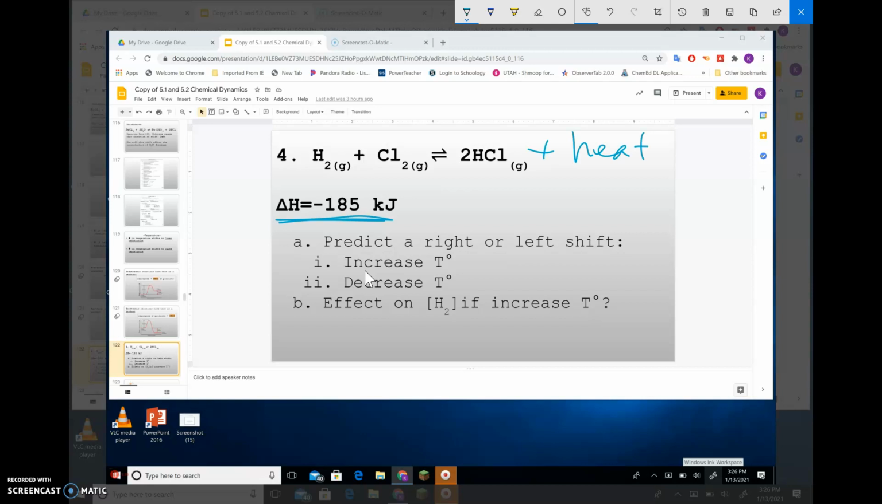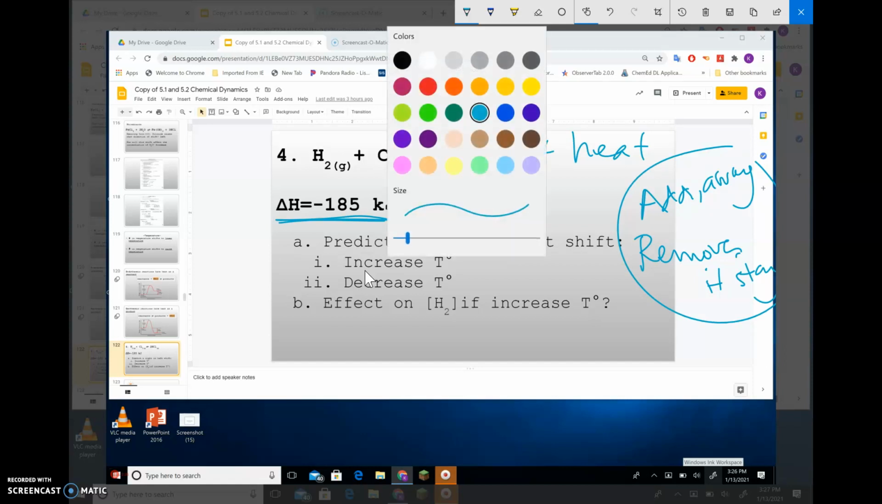I like to do this because temperature is just like concentration. If we add temperature, it's going to go away. So if I add temperature right here, because it's on the product side, it's going to shift to the reactant side. If you remove heat or lower heat, it's going to stay on the same side. So concentration and temperature, you can use this little saying to help you remember how things work.